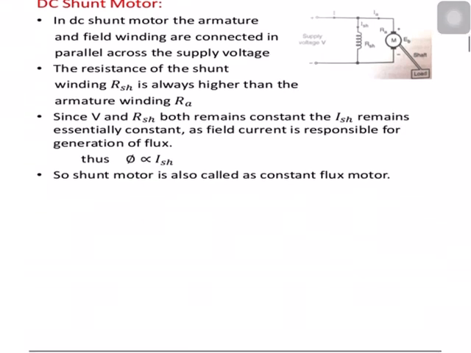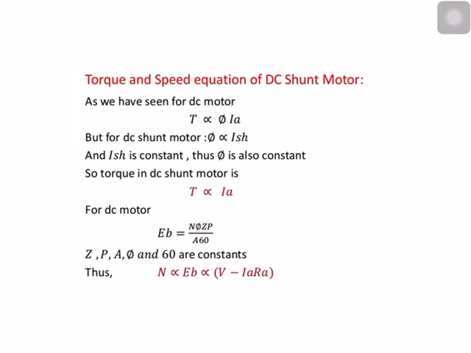Now let us move to the torque and speed equation of DC shunt motor. We know already that T is directly proportional to phi Ia, but for a DC shunt motor, phi is directly proportional to ISH, and ISH is constant, so phi is also constant. Obviously, the torque in a DC shunt motor T is directly proportional to Ia. Before going to the characteristics, we should know how the torque is related with the armature current, and how the back EMF and speed are interrelated with each other.